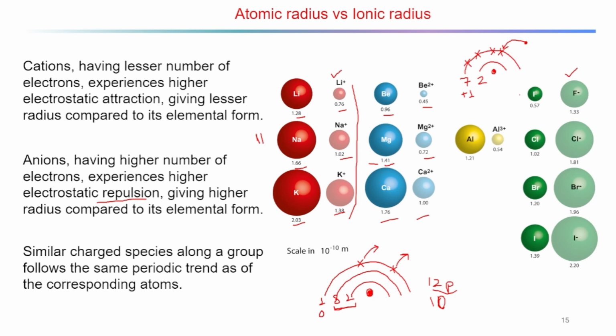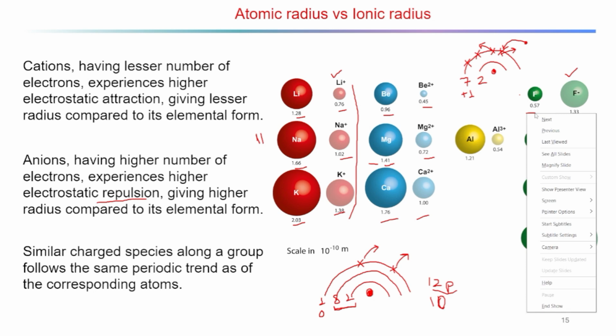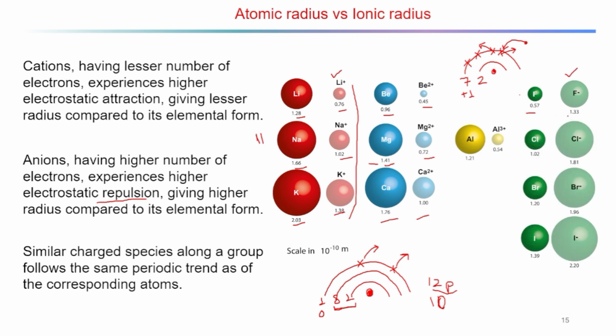And because of that electron-electron repulsion, these electrons will try to go away from each other. This will try to go this side, this will try to go this side. So that will actually expand this orbit size. Because of this, the size of fluorine is smaller, but the size of fluoride ion is actually much bigger because these electrons are trying to go away from each other. As we are putting an extra electron, the electron-electron repulsion is increasing, the shell is expanding, and we are getting a higher value of radius, ionic radius or anionic radius, compared to the elemental form.